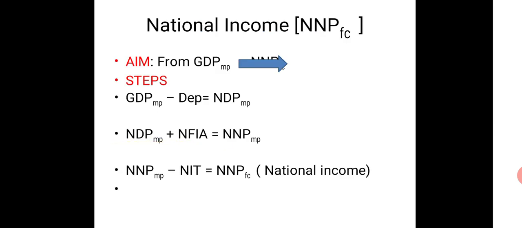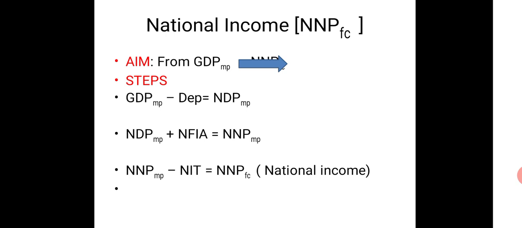And next we have to convert D, that is domestic to national, and we know how to convert market price to factor cost. We know all those things, right? So how to do that? Minus depreciation, GDP minus depreciation will give you NDP-MP, net domestic product at market price. When we add net factor income from abroad, we will get NNP-MP, and we deduct net indirect tax from NNP-MP, where we are converting market price to factor cost, we get NNP-FC.